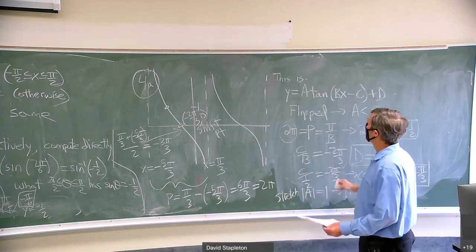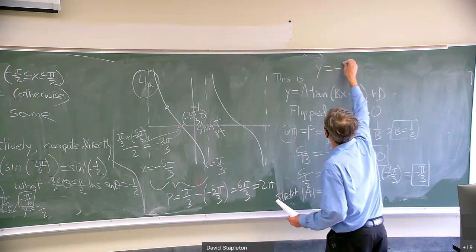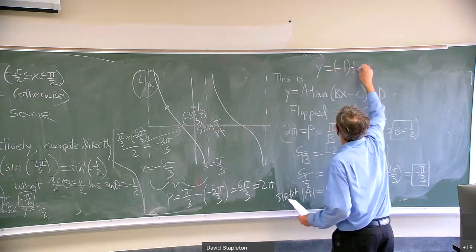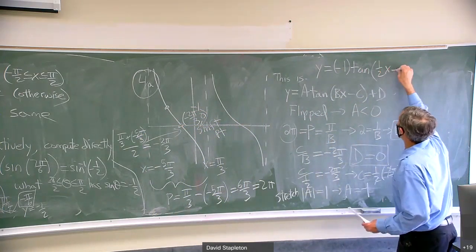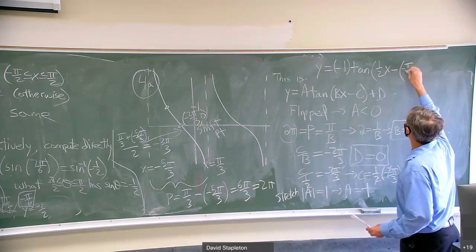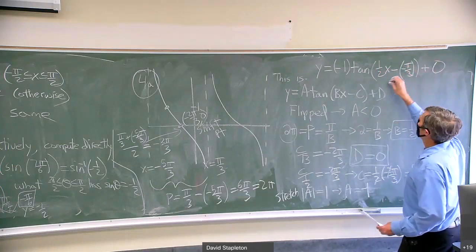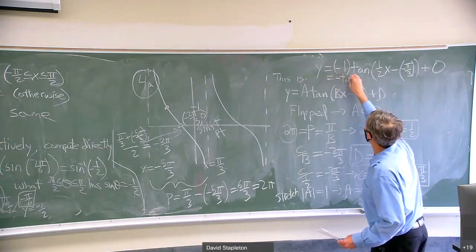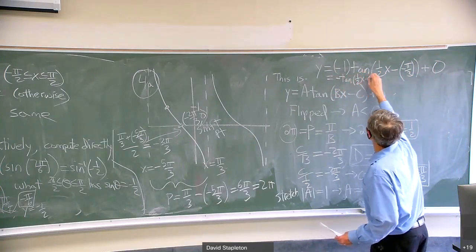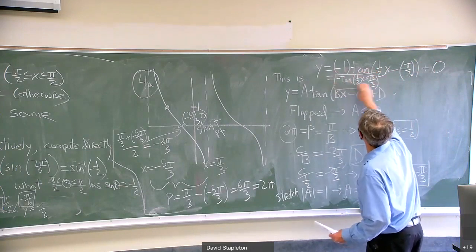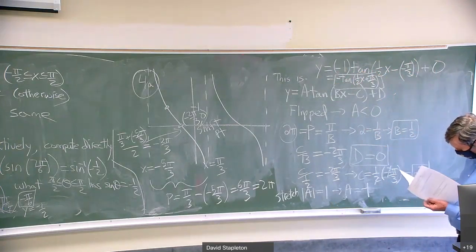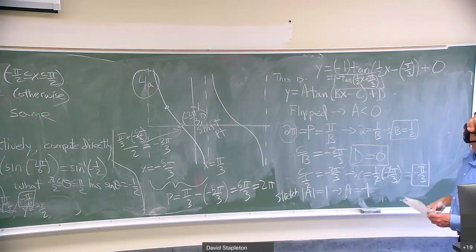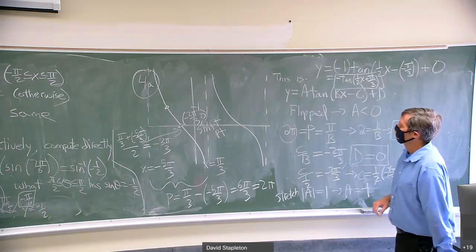Now what we should have, then, hopefully matches the answer on the back. y equals minus 1, that's A, tangent, B is 1/2, x minus C is minus pi over 3, plus D is 0. You can simplify that: y equals minus tangent of 1/2 x plus pi over 3. There it is. Hopefully that's what's on the back. Should check this, I guess. That's 4a. Yeah, that's what it looks like. Okay, so there's the answer to 4a, one of the hard ones.